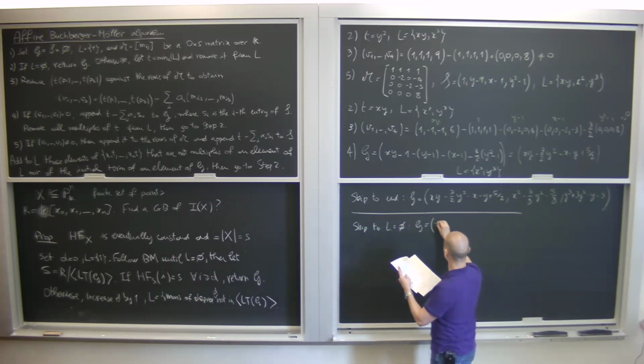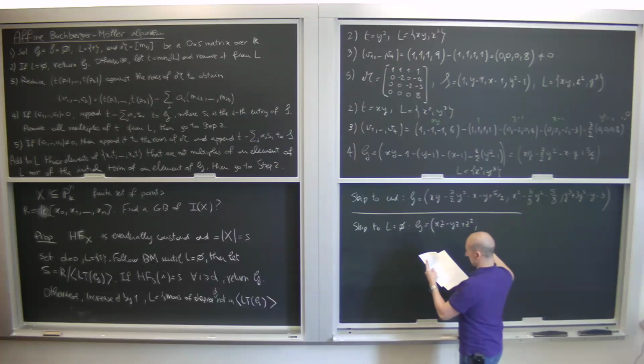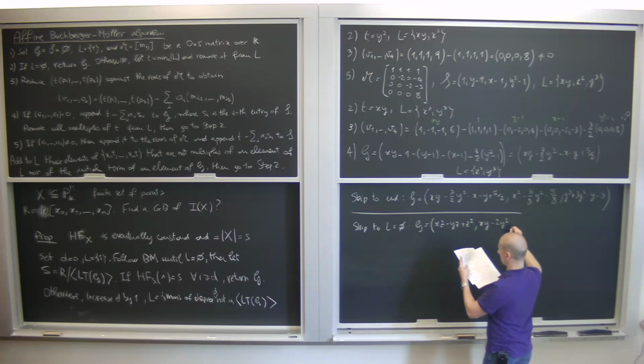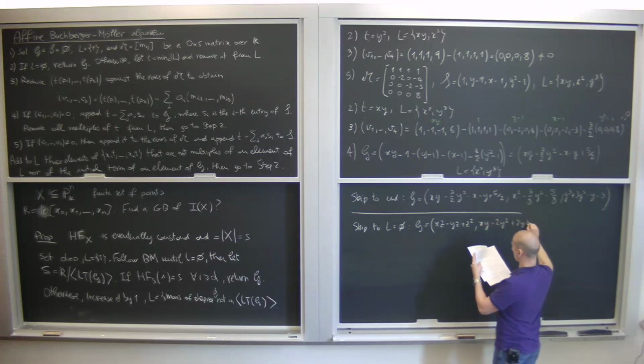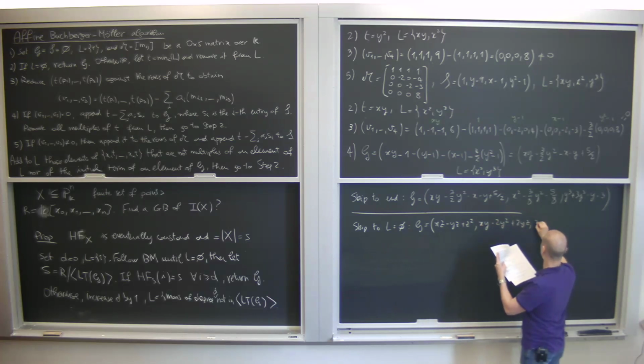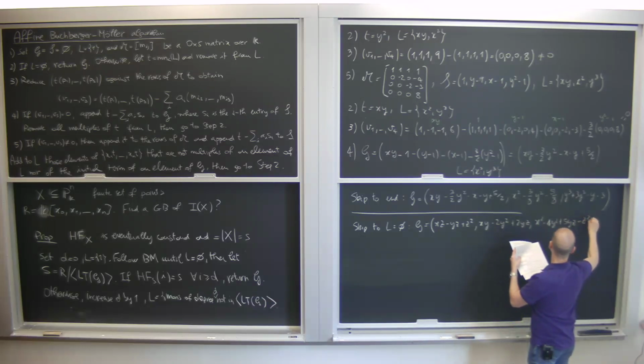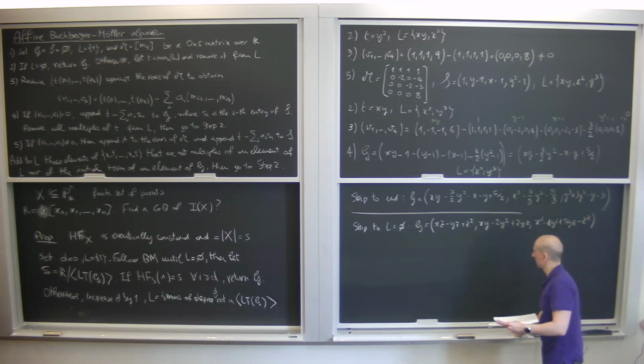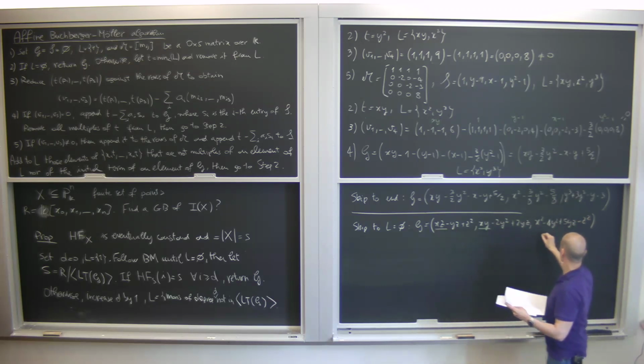So XZ minus YZ plus Z squared. The next one you encounter is XY minus 2Y squared plus 2YZ. And the third one is X squared minus 4Y squared plus 5YZ minus Z squared. So here we have our leading terms.